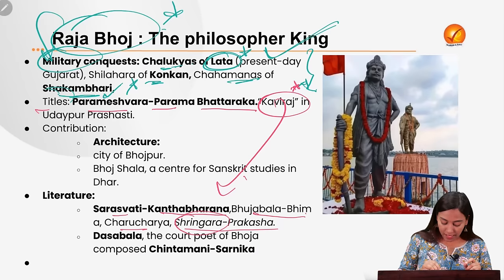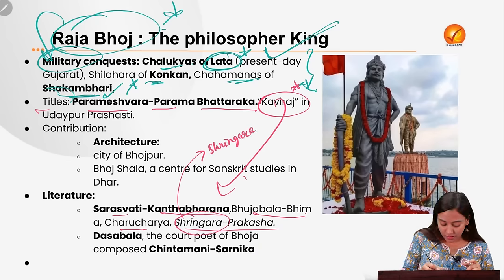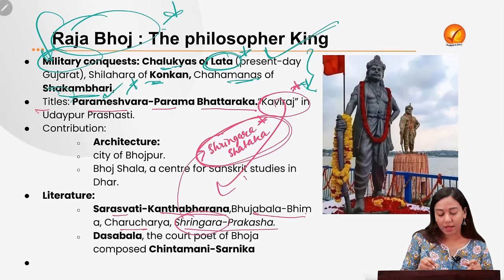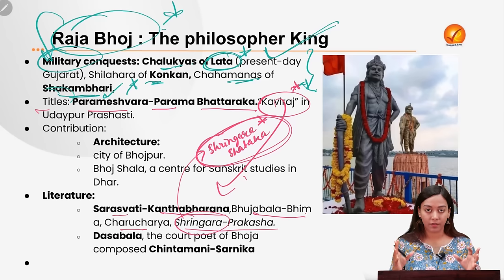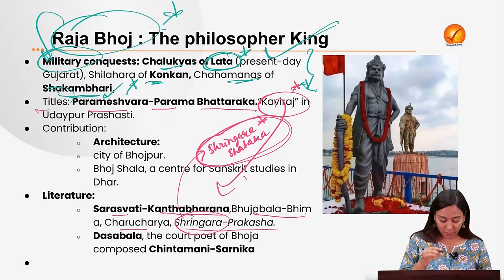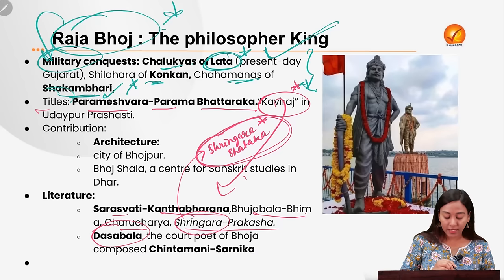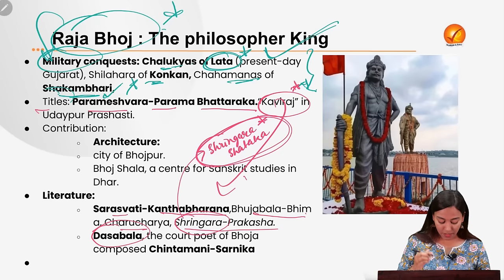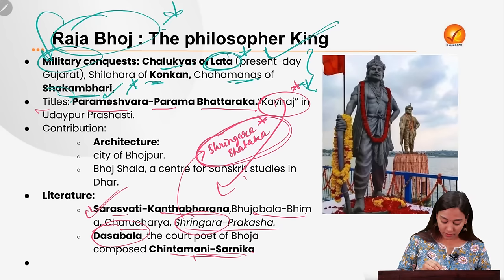Looking at it, I am also able to recall another very important literature. This is Shringar Shataka. Can you name which prominent literator of India has written Shringar Shatak? Okay, so I'll be waiting for that in the comment section. Now, going back to his literature, he also had a court poet named Dasabala. Dasabala wrote Chintamani Sarnika. So, kindly remember these two boldened texts and try to answer this one.